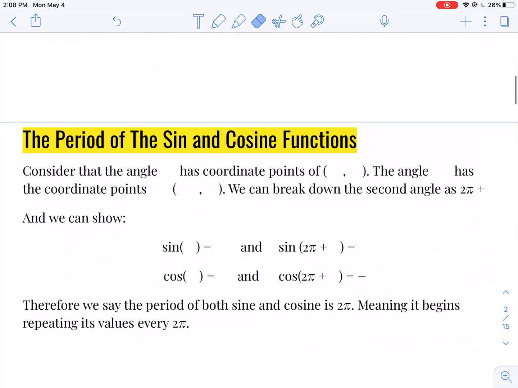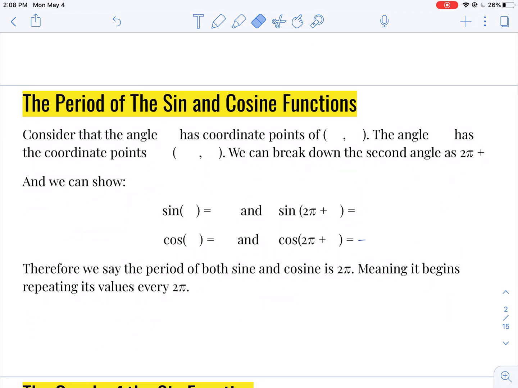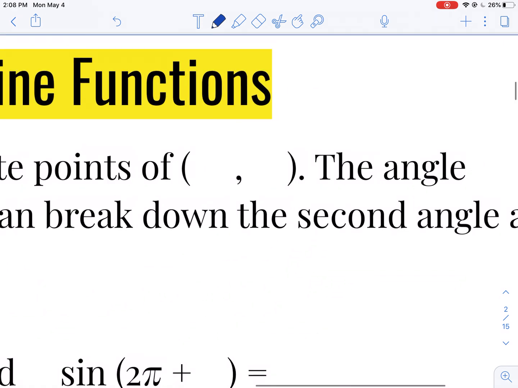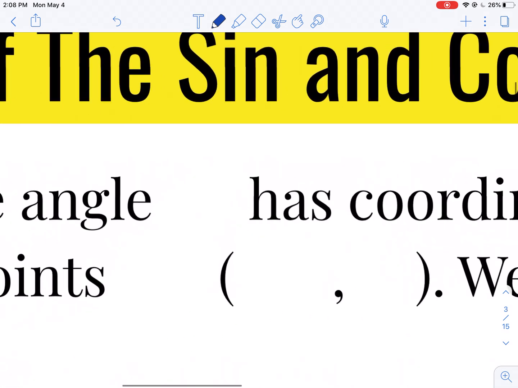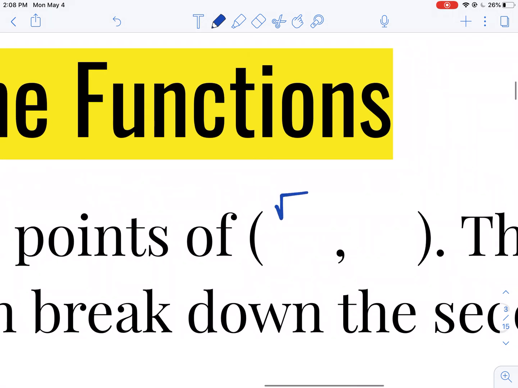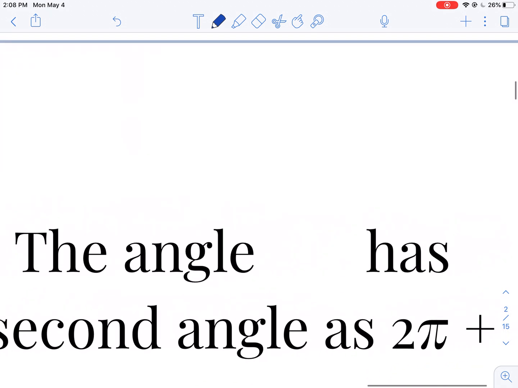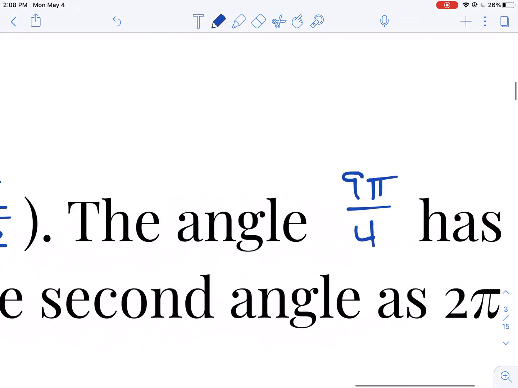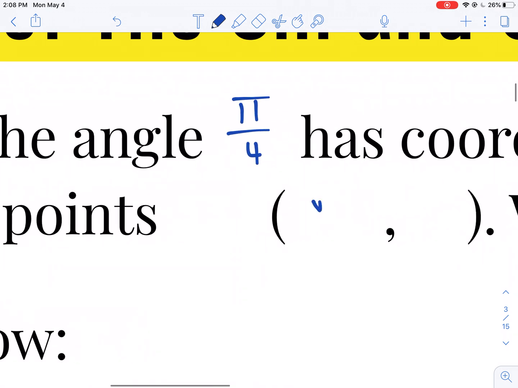Now, we have to know about the period of sine and cosine functions before we start knowing how to graph these. And what is a period? Well, a period means that they start repeating themselves. How do we know that they repeat themselves? Well, let's think about a random angle. Let's think about pi over 4. Now, pi over 4 has the coordinate points of root 2 over 2 and root 2 over 2. Now, what about the angle 9 pi over 4? 9 pi over 4 also has the points root 2 over 2 and root 2 over 2.